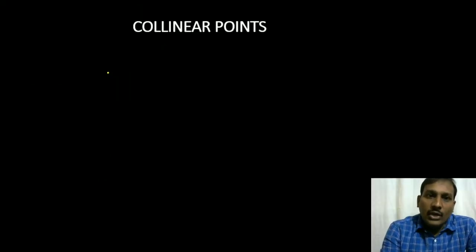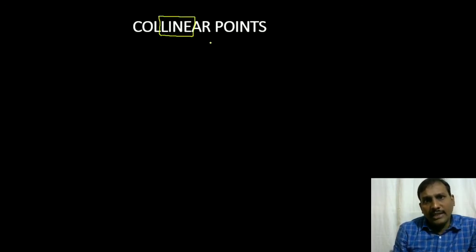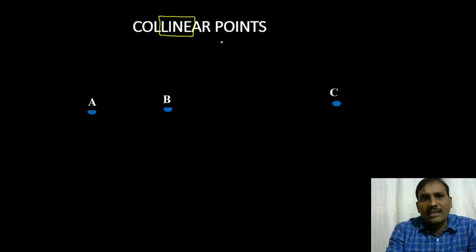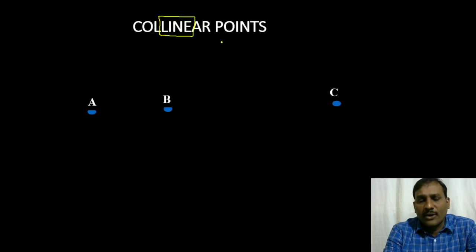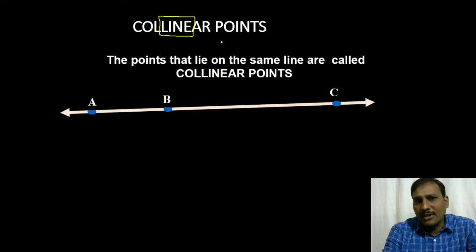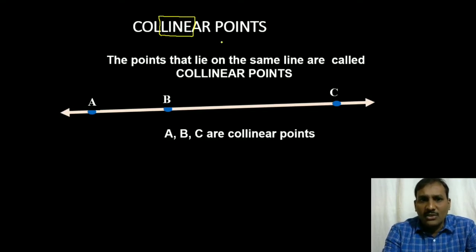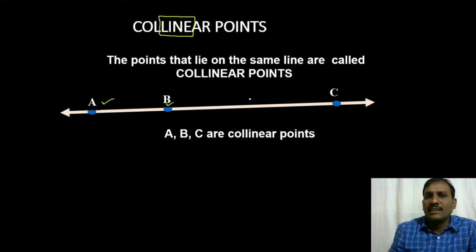Next, collinear points. We learn about collinear points. What are collinear points? The name itself is saying, in this you have a line. So collinear points means the points which lie on the same line are called collinear points. Now you take points A, B, C. If you observe, they are on the same line. Therefore, they are called collinear points. The points that lie on the same line are called collinear points. So here A, B, C are collinear points.